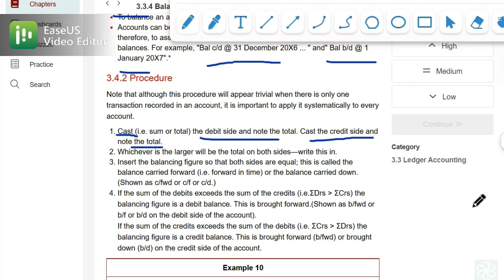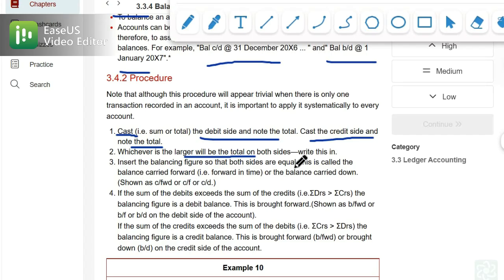So this means calculate the total of all the debit entries, then calculate the total of all the credit entries. So first you total all the debit entries, then you total all the credit entries, and then identify the larger total. Whichever is larger will be the total on both sides. So whichever is the larger figure, on that side you have to make the smaller side equal to the bigger side, right?